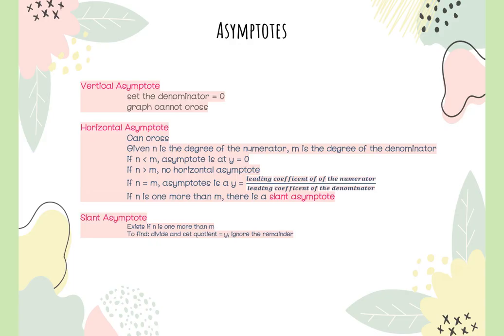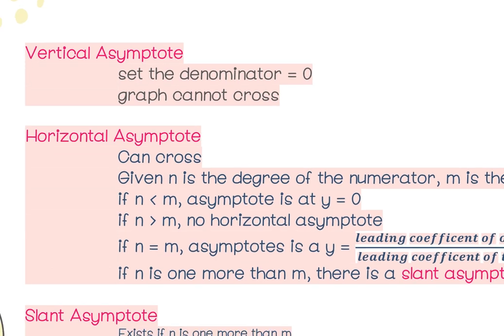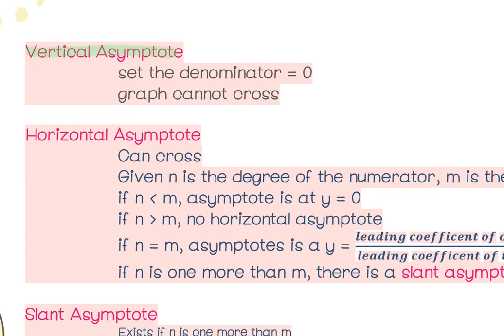All right, so there are 3 types of asymptotes we're going to find. The first is the vertical asymptote. So this is obviously a vertical line. It's going to be an x equals equation because it has to be a vertical line. And the way we find it is by just setting the denominator equal to 0. So whatever's in the bottom, we set equal to 0, and we solve for x, and that is where our asymptotes are going to occur.